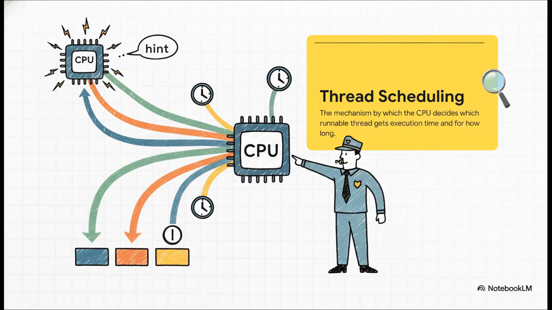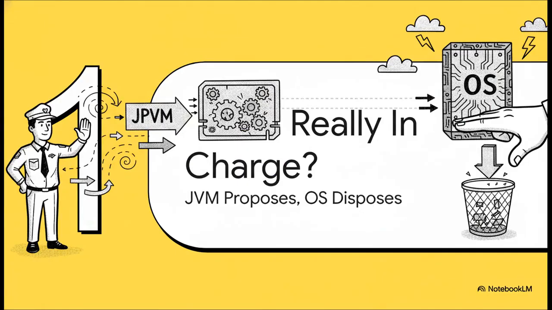All right, first things first, let's get on the same page. What even is thread scheduling? Well, you can think of it as the traffic cop for your CPU. It's the system that looks at all the threads that are ready to go and decides, okay, you get to run now, and you get to run for this long. But that brings up the million-dollar question.